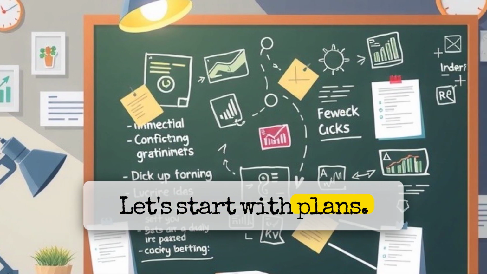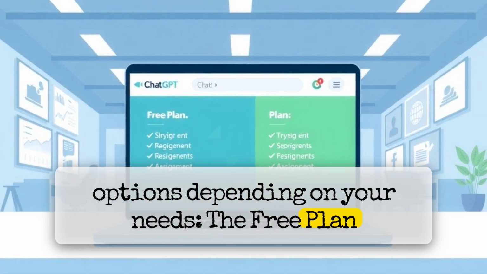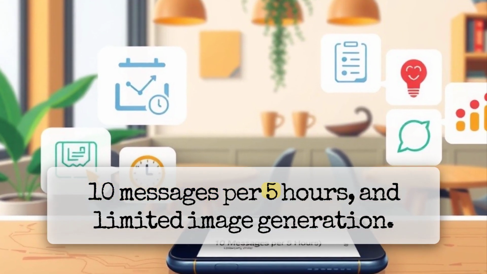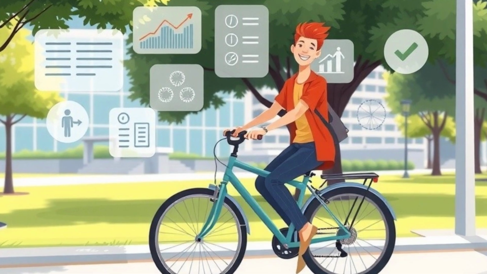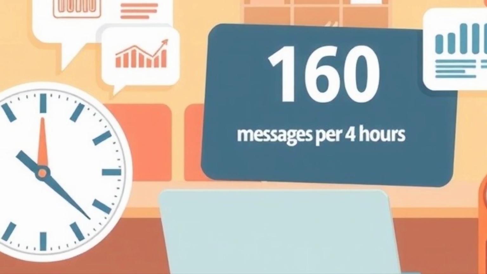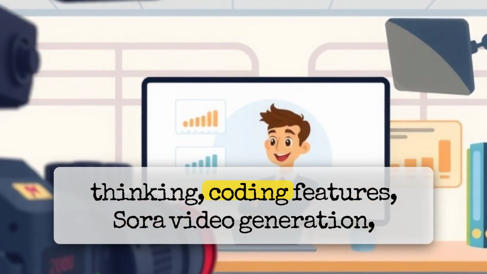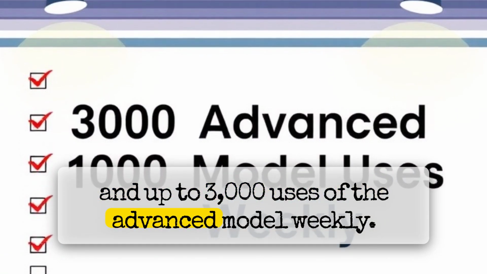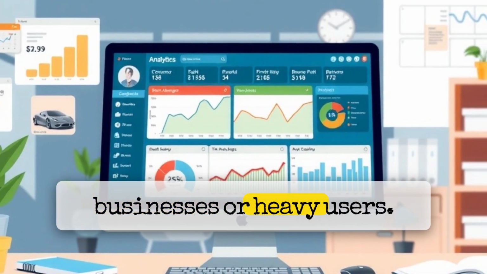Let's start with plans. ChatGPT offers several options depending on your needs. The free plan is great for beginners. You get access to GPT-5, 10 messages per 5 hours, and limited image generation. Think of it as your training wheels. The Plus plan, costing $20 per month, is perfect for regular users. It offers 160 messages per 4 hours, faster thinking, coding features, Sora video generation, and up to 3,000 uses of the advanced model weekly.